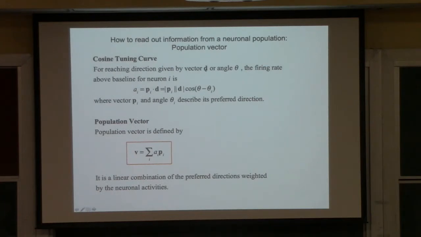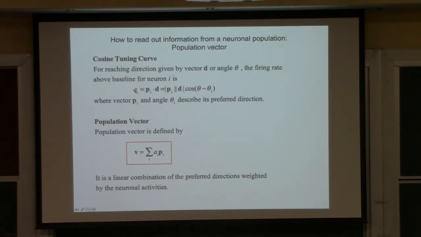suppose D is the actual reaching direction. It has some angle in the polar coordinate system. That's your actual hand reaching direction. So the firing rate of neuron activity is above some baseline, because that cosine function is sometimes negative. You have to add some constant to make sure that even the lowest firing rate is not zero. There's some baseline, but it's not important here. We always subtract the baseline.